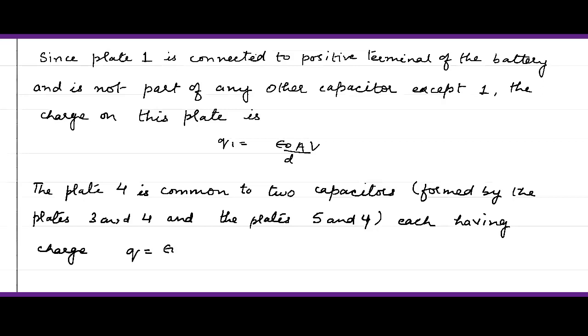Each capacitor has charge Q equal to epsilon naught A V by D. Thus the charge on plate 4, Q4, is equal to minus 2 epsilon naught A V by D.